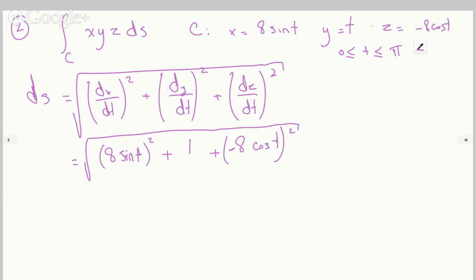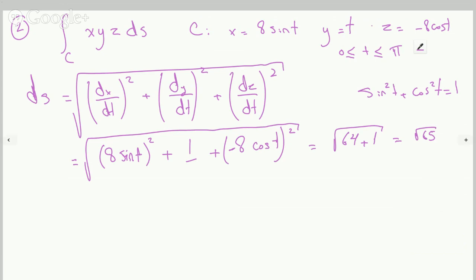Of course, when we square those two, we have sine squared t plus cosine squared t equals 1. So after we factor the 8 squared from both of them, we will get 64 plus 1, since 64 times 1 is 64. So we get square root of 65.